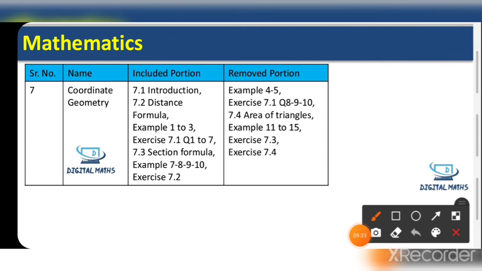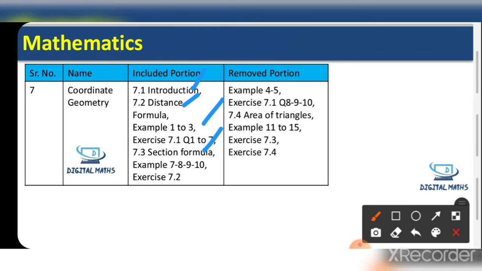Now we have to see chapter number 7, coordinate geometry, which is the removed portion and which is the included portion. First, we have to see the included portion. Introduction, distance formula, examples 1 to 3, exercise 7.1, questions 1 to 7, 7.3, section formula, examples 7, 8, 9, 10, exercise 7.3.